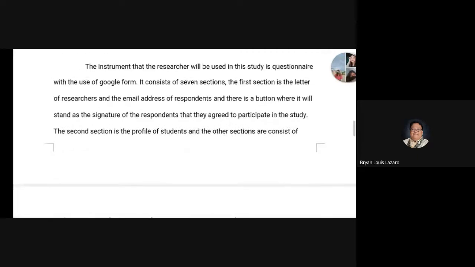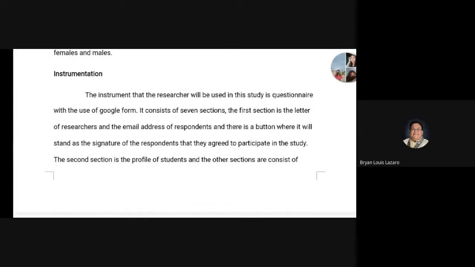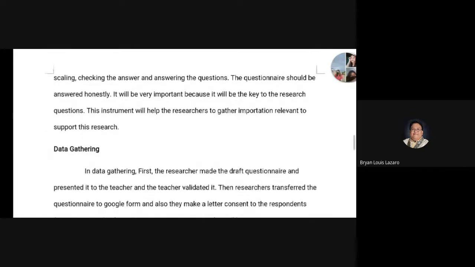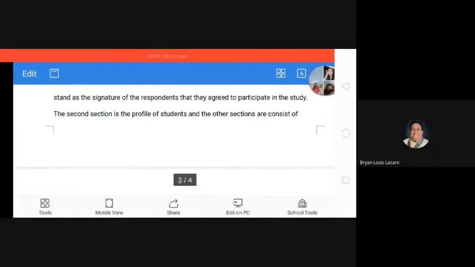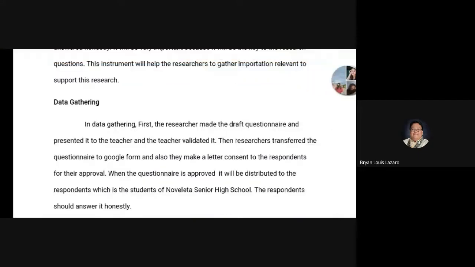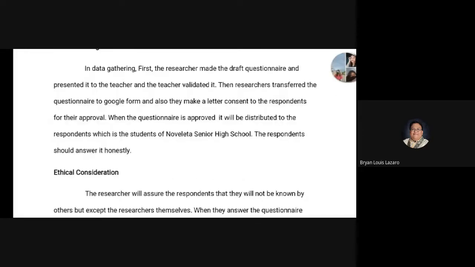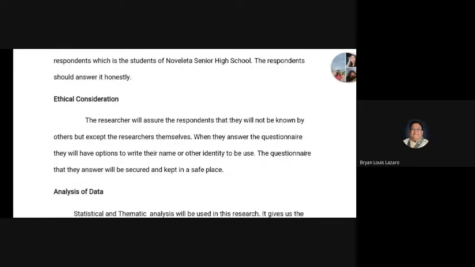At may instrumentation dyan. May tinuro ba akong instrumentation? Data gathering procedure. Tapos po data gathering procedure po. Magkaisa lang yan. Ay, saan nyo nakuha yung ethical consideration? Well, tama naman yun. I mean, hindi ko naman siya pinalagay. Saan nyo nakuha yung format na yun? Doon sa research po namin ng grade 11.